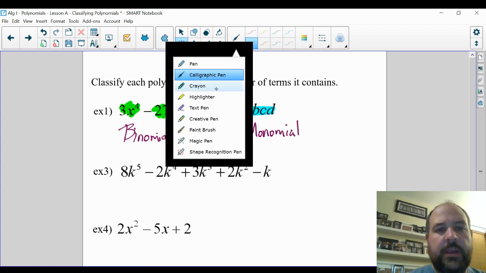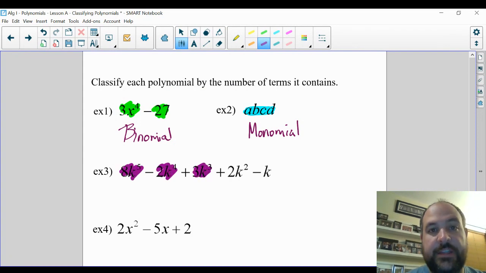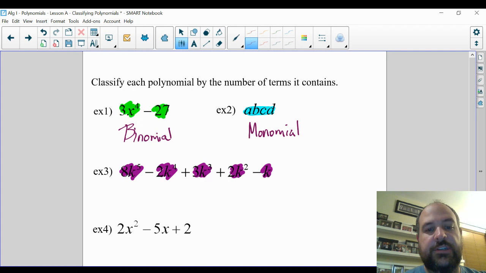That makes it a monomial. In number 3, if we look at how many different terms there are, we have the 8k to the 5th, the negative 2k to the 4th, the positive 3k to the 3rd, the 2k squared, and the minus k. So in this case, if I count them up, I have 1, 2, 3, 4, 5 different terms. Remember, we don't have a specific name. We just call it a polynomial of 5 terms.